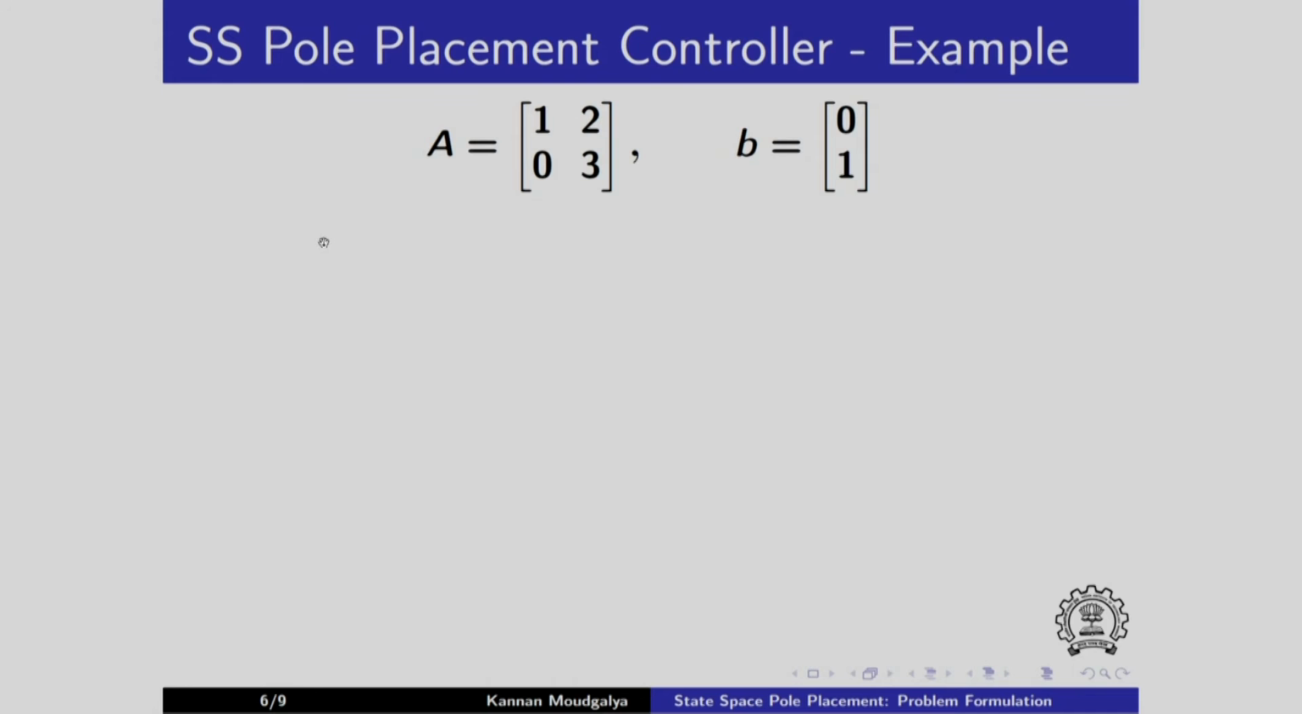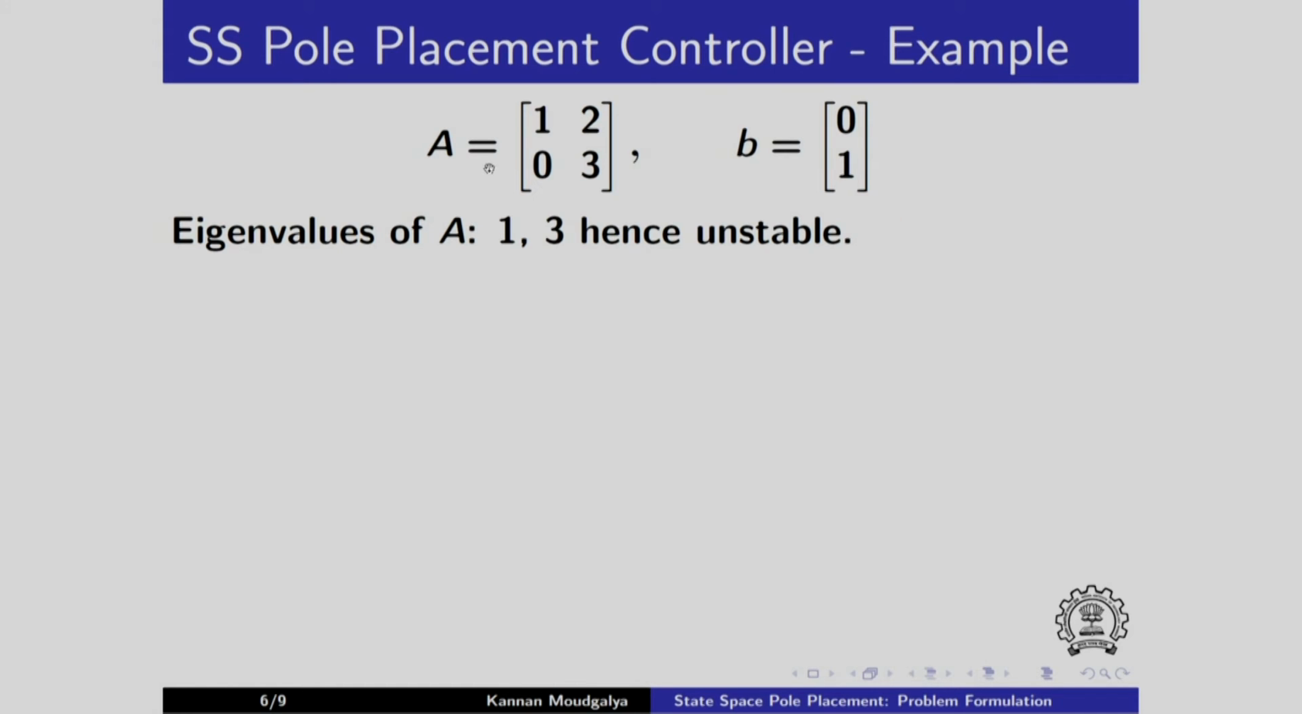So let us consider an example. Here is the A matrix, a 2 by 2 example, and we have arbitrarily chosen this example. The eigenvalues are 1 and 3 and hence unstable.